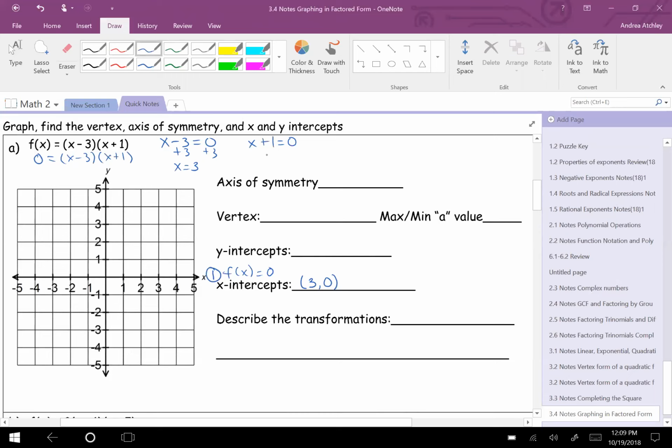Do the same thing with the x plus 1 equaling 0. I subtract 1 from both sides, and I get x equals negative 1. So my other x-intercept is negative 1 and 0. Now we're going to graph that. So I'm going to go where x is 3 and y is 0, which is right here. And I'm going to go where x is negative 1 and y is 0 right here. Those are my x-intercepts.